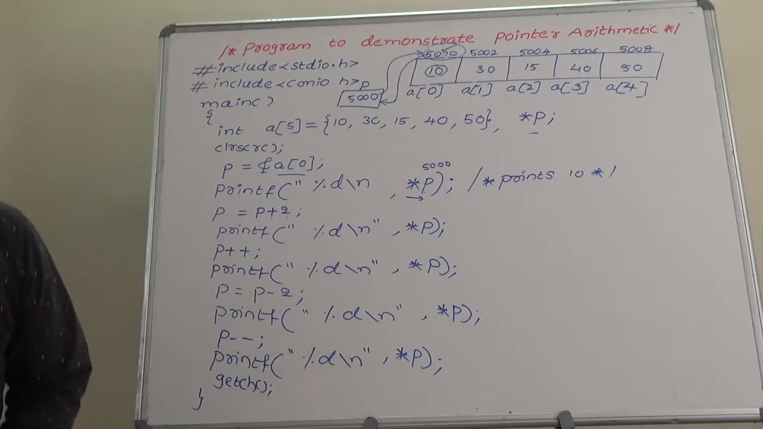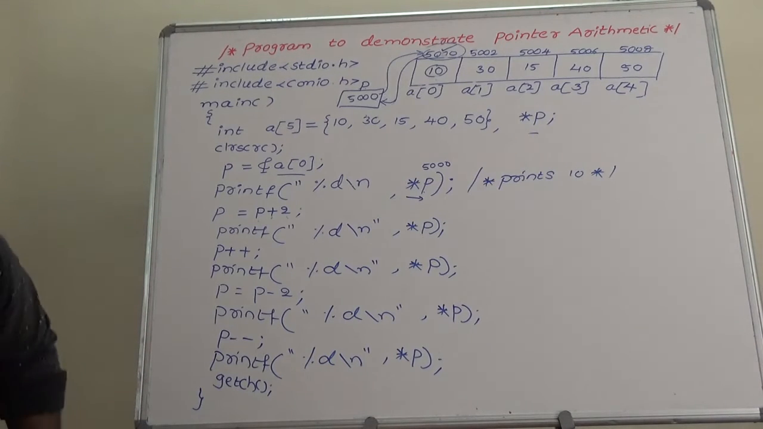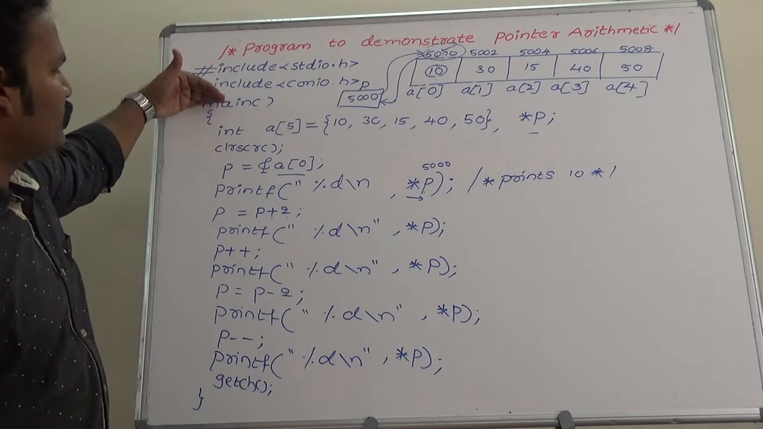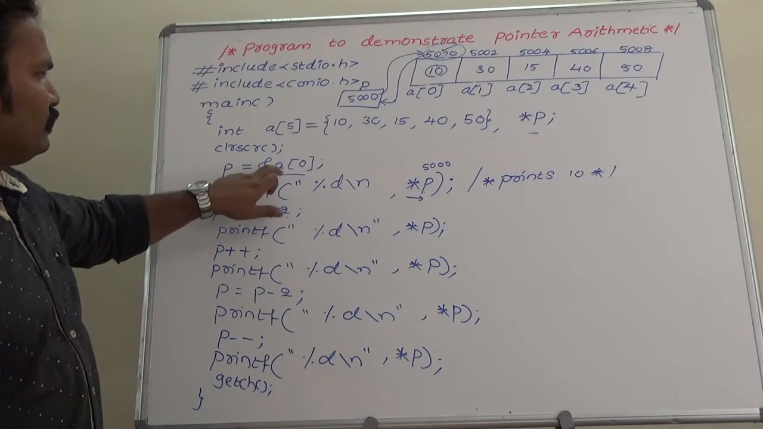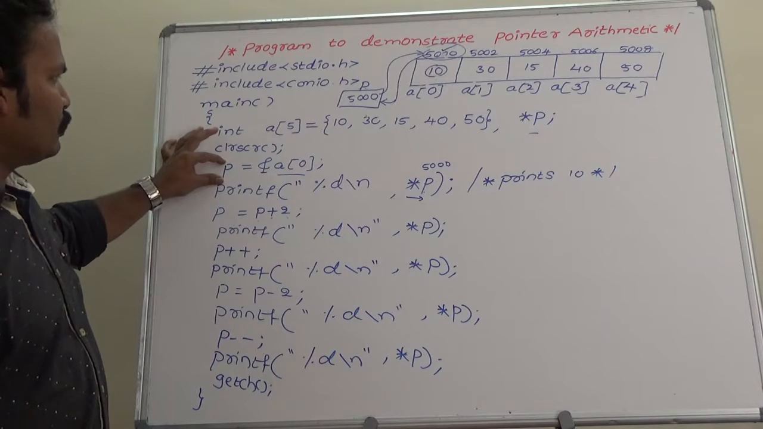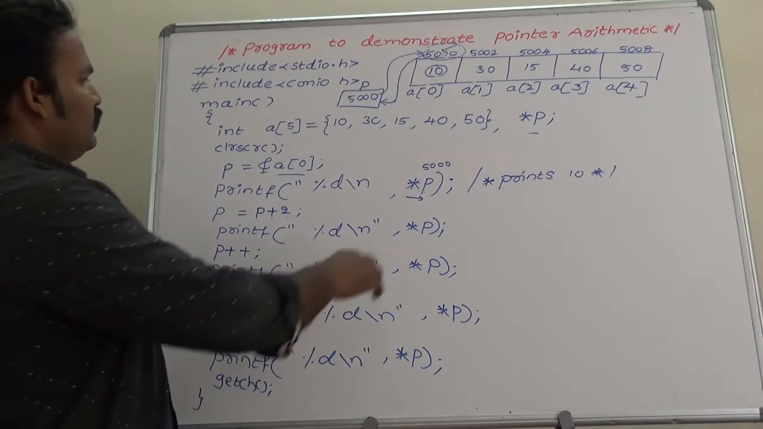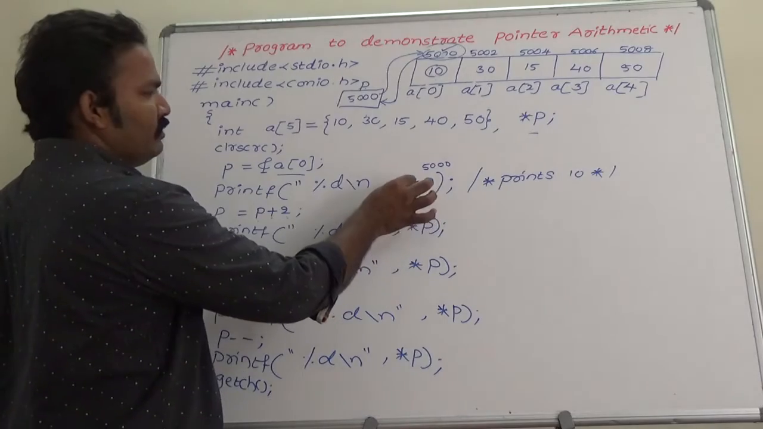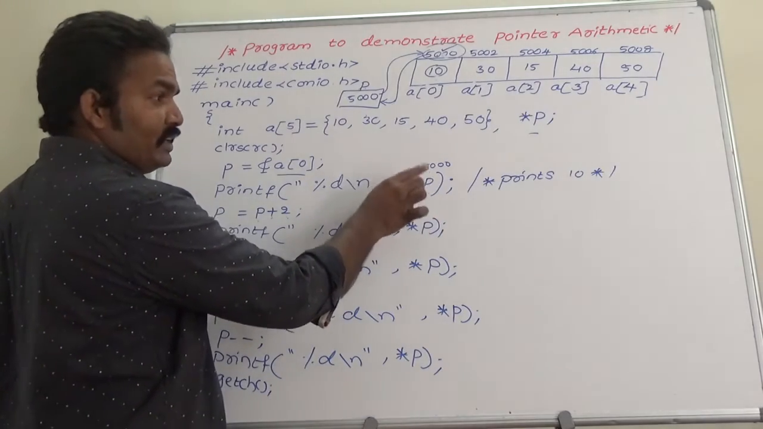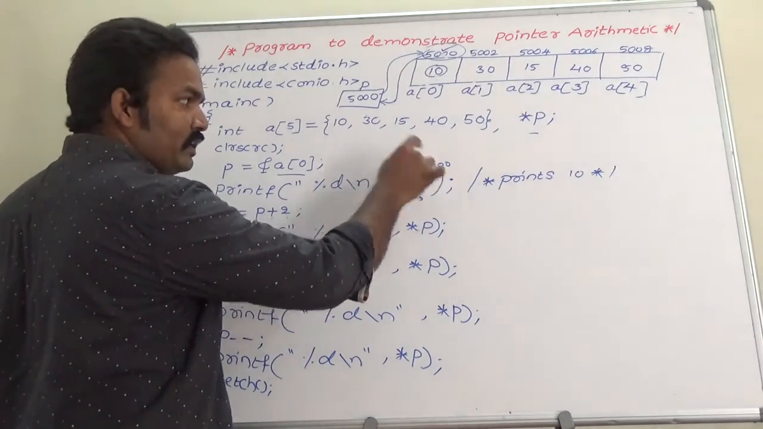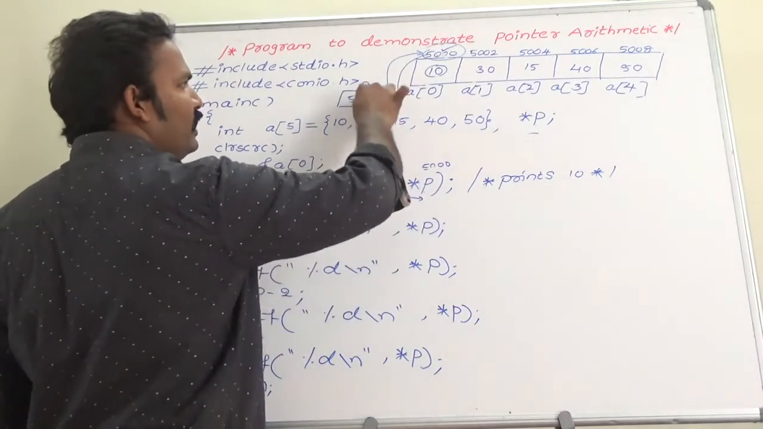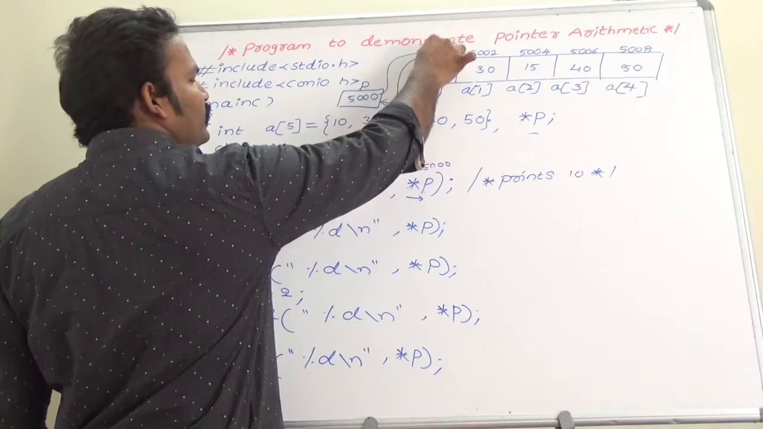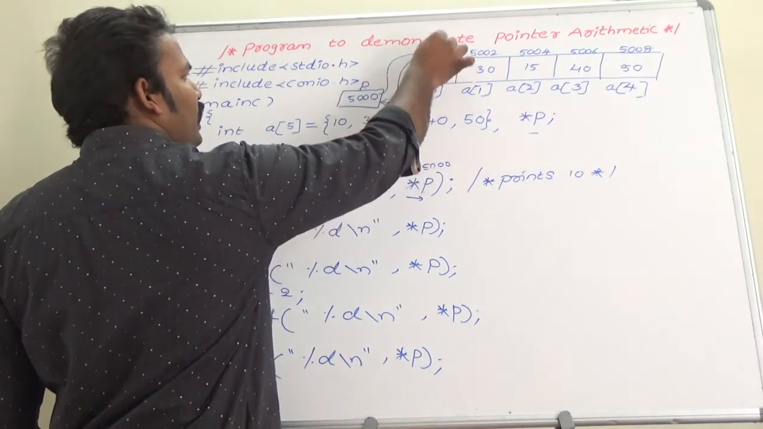Right. So if we execute this program, every program execution starts from the main function. The base address will be stored in this pointer variable. Then I want to print the value which is stored at this particular address. So pointing to an address gives what? Pointing to an address gives the value at that address.